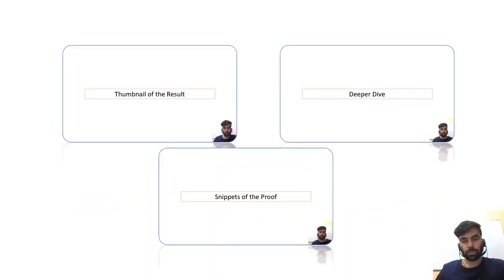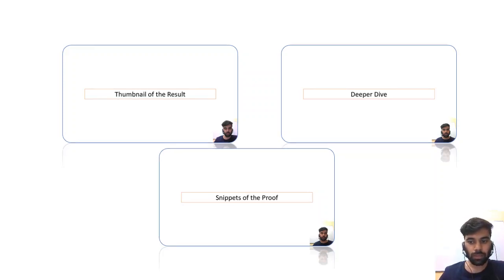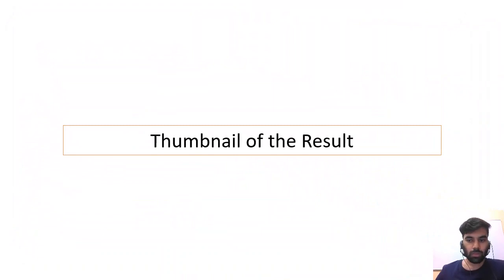This talk is going to be divided into three parts. First, I'll give you a sales pitch of our result. Then we'll take a deeper dive into the parameters of our result. And lastly, we will look at some proof ideas. So now let's understand the setup and what our result is about.